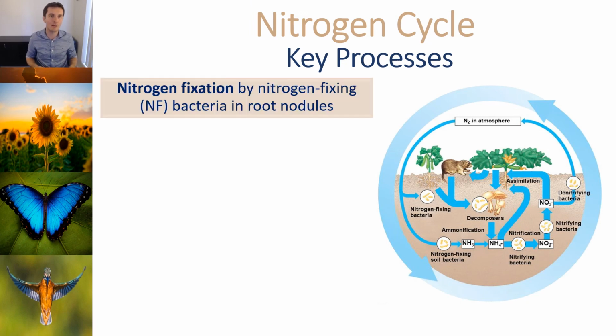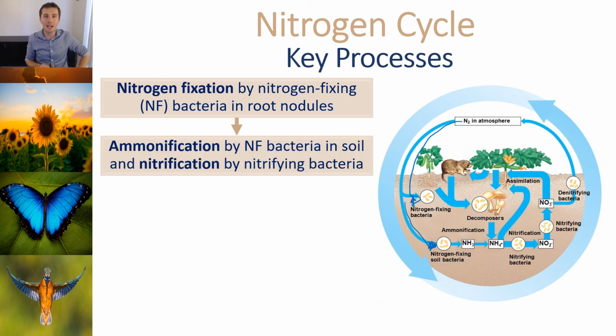So the nitrogen cycle, key processes. You've got nitrogen fixation by nitrogen fixing bacteria in root nodules of plants, which remove that nitrogen from the atmosphere. So you can see it coming in here, and then you've also got nitrogen fixing soil bacteria, which are down there. So you get ammonification by nitrogen fixing bacteria in the soil, and nitrification by nitrifying bacteria. So you're getting two things going on. These nitrogen fixing soil bacteria convert it to NH3. These nitrifying bacteria then convert it to NO2 and eventually into NO3 nitrate, which can be used directly and taken in by plants from the soil.